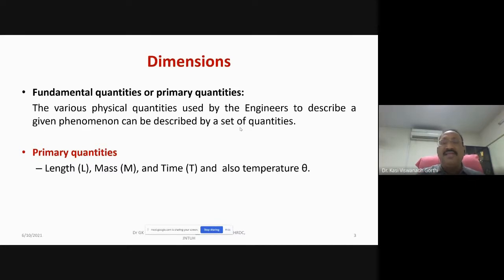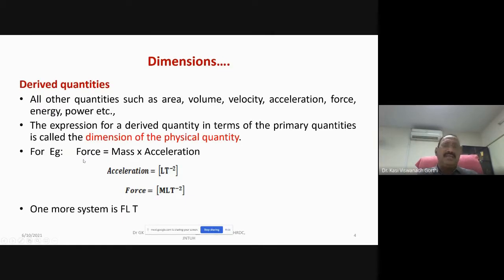Of course, wherever there is a variation in the temperature, theta also is required to be considered. Mostly as civil engineers, we concentrate on incompressible fluid flows. Since the fluid is incompressible, temperature will not be varying, and hence we have three primary or fundamental quantities: mass, length, and time. Wherever there is a variation in the temperature, as in compressible fluid flow analysis, you need to take temperature theta also as one of the primary quantities.